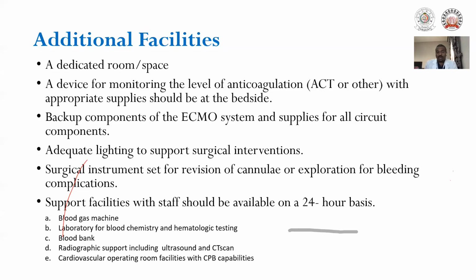You should have a blood gas machine available all the time, to run blood gases repeatedly and know the values, because the changes in blood chemistry will occur very quickly because of the external circulation. A laboratory for blood chemistry and hematological testing. The blood bank should be open because you may require more and more blood products over time.